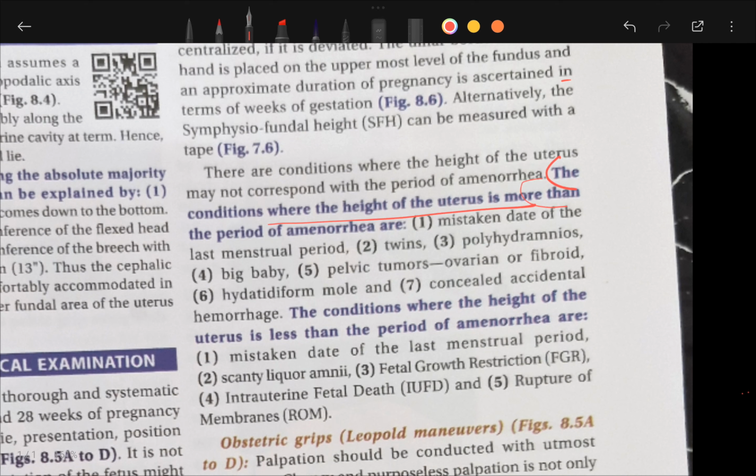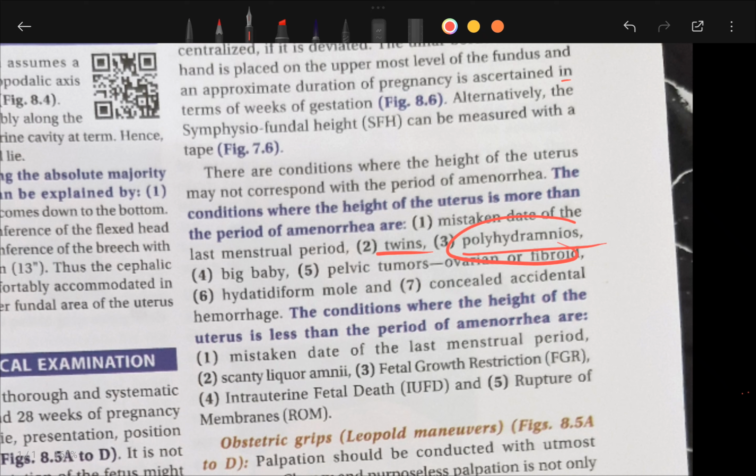The condition where the height of the uterus is more than the period of amenorrhea means, for example, it is showing 24 weeks, near the umbilicus, but according to LMP it's still less than 24 weeks. So the fundal height is more than the period of amenorrhea. In case of mistaken dates, they may be considering an LMP prior to the actual one, which causes mistaken dates of last menstrual period. Or in case of twin pregnancy, even though the LMP is correct, the uterus will be enlarged more than normal, so the height of the uterus will be more than the period of amenorrhea.